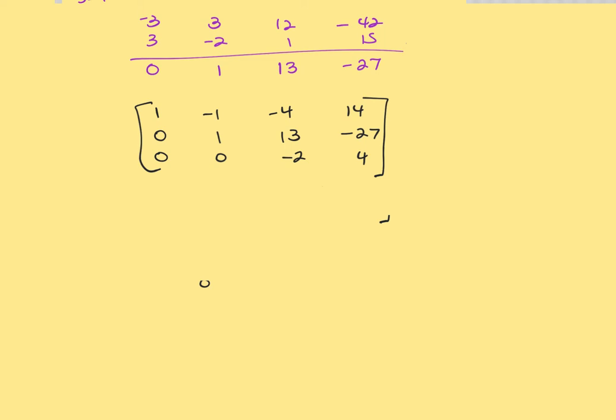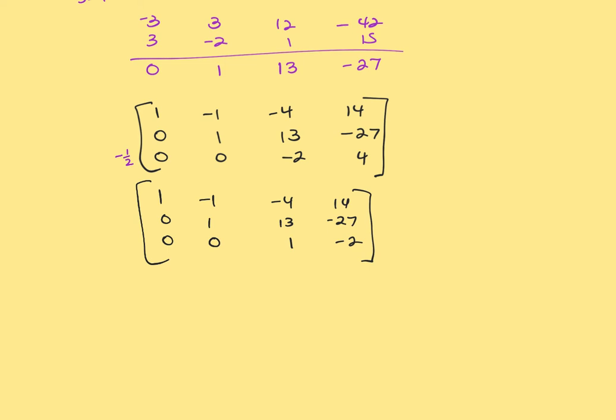So I would keep going and I would do the negative 1/2 so that you get 1, negative 1, negative 4, 14, 0, 1, 13, negative 27, 0, 0, 1, negative 2. So when we did row echelon, we were done with this, but we're obviously doing reduced row echelon because it's Gauss-Jordan, so we got to keep going. In what order you do the zeros doesn't really matter.